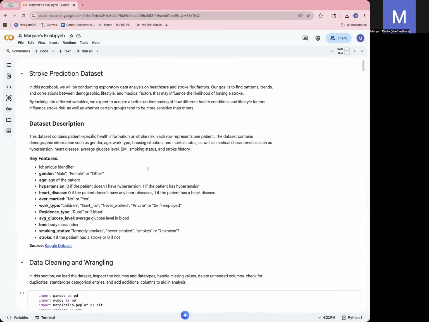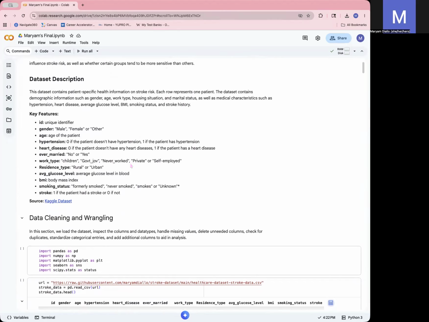I used the stroke prediction data set from Kaggle, which contains health information on over 5,000 patients, including lifestyle factors and medical history. My goal was to explore what factors are associated with stroke risk using just the statistical methods we learned in class.